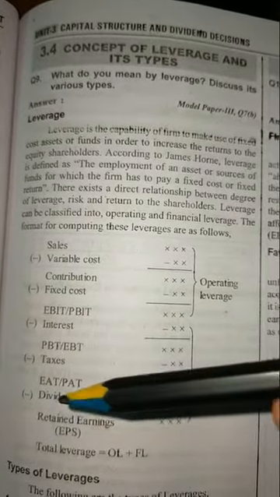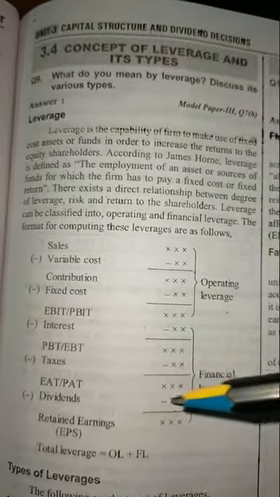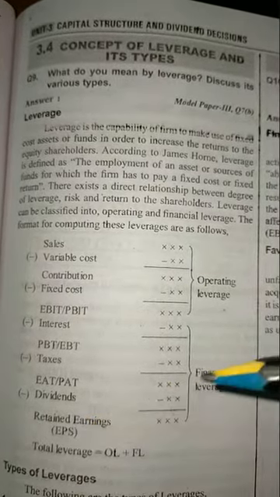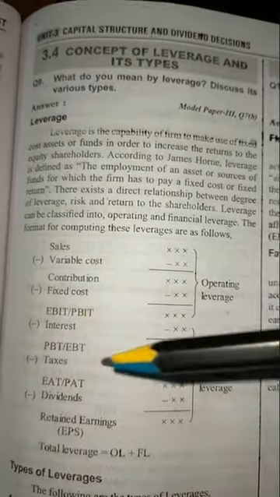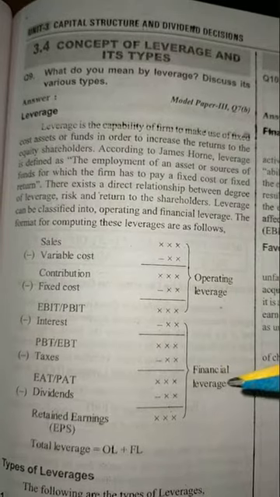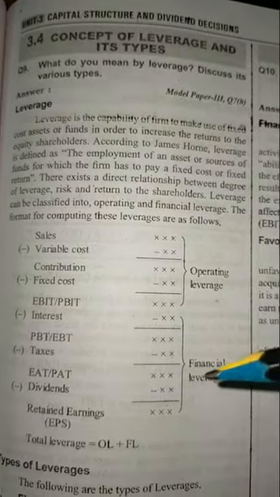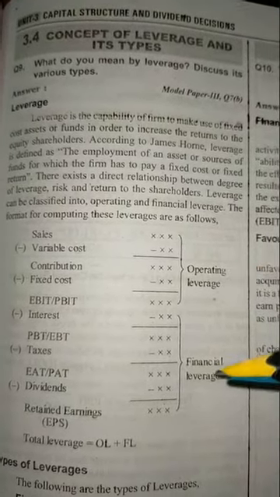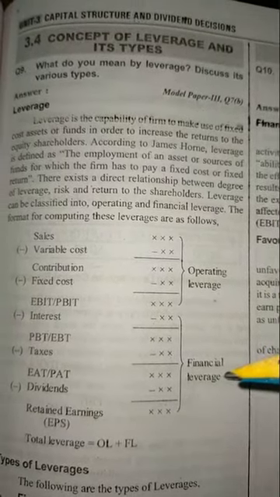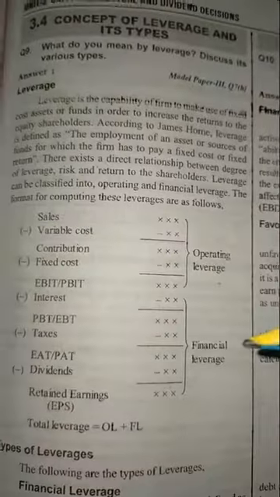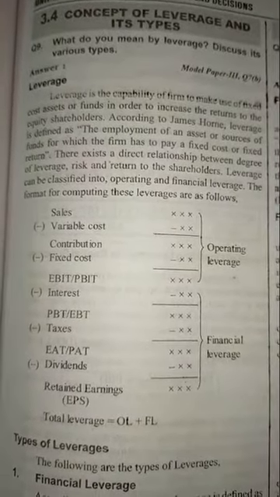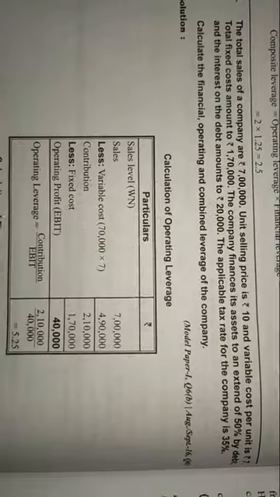Sometimes dividend would be given, so we need to subtract dividends too. Then it will become EPS. Financial leverage is EBIT divided by EPS. About composite leverage, it is operating leverage into financial leverage. That will become composite leverage. I will show you how to solve the problem with the help of some other methods.